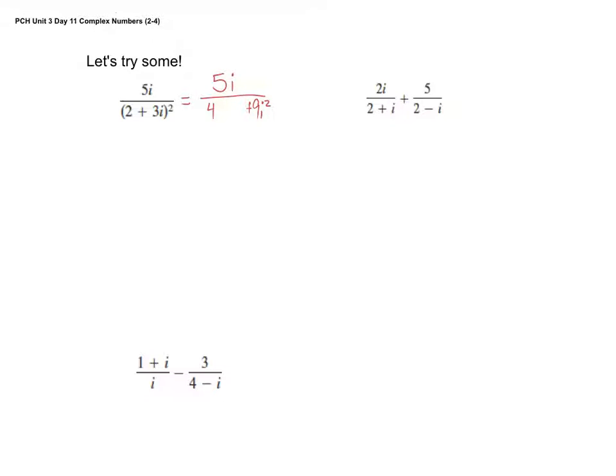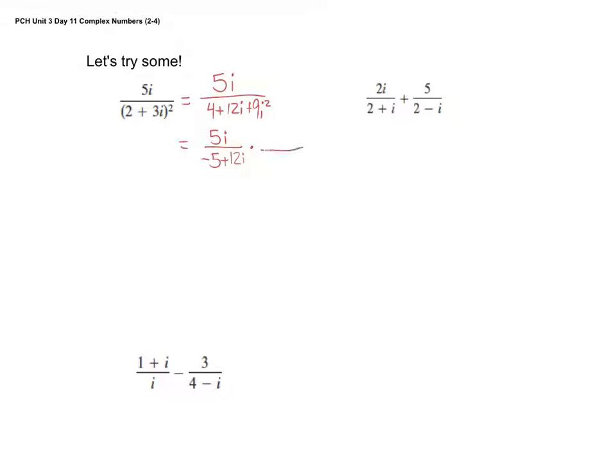Are we going to FOIL? 4 plus 6i plus 6i, so we got a plus 12i, right? Now we've got 5i over, what does that denominator simplify to? 4 plus 12i minus 9. Okay, good. 4 plus 12i minus 9, that's a negative 5 plus 12i. Then you multiply it by negative 5 minus 12i.